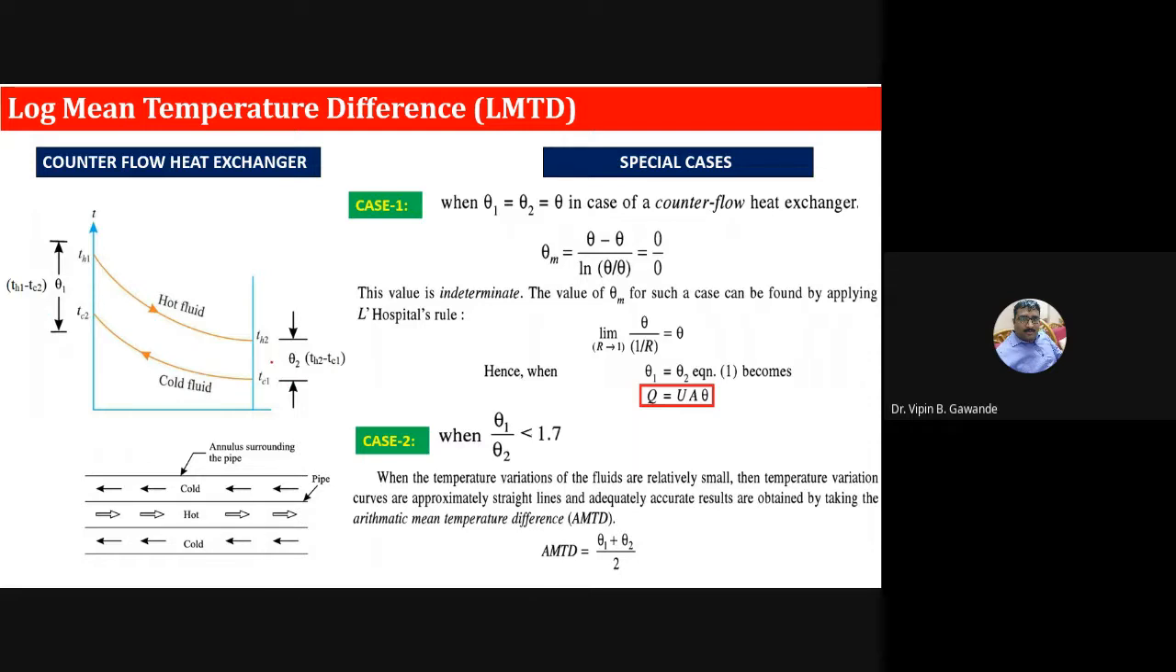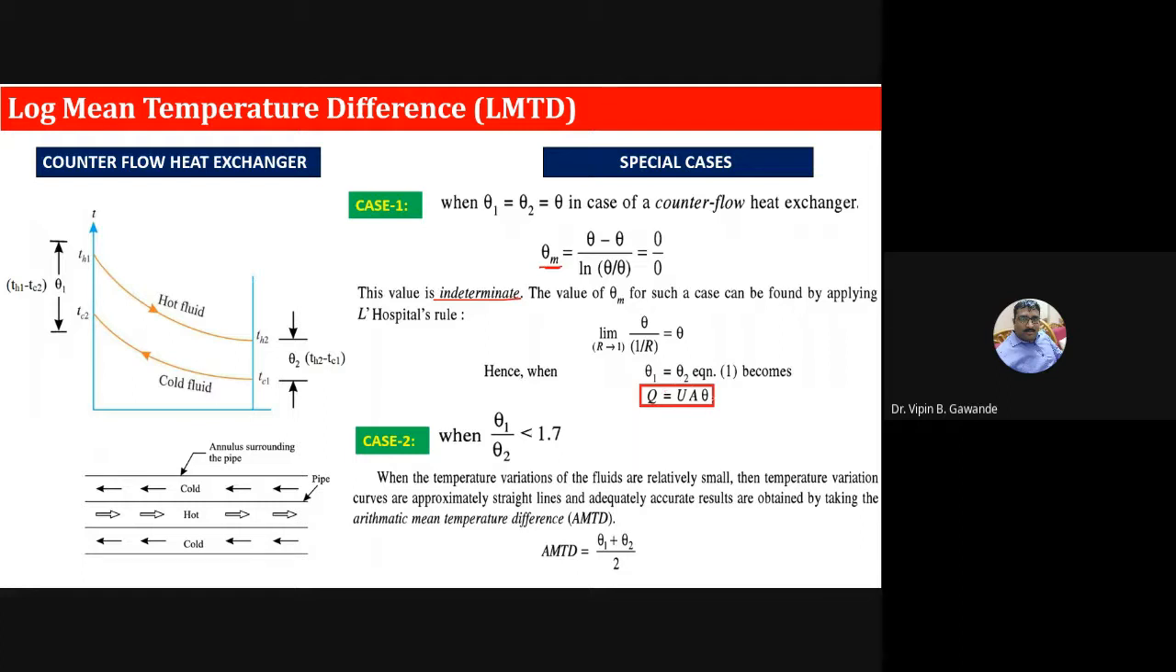If theta 1 comes out to be equal to theta 2, then in that case, what will be the answer? If theta 1 and theta 2 are both equal to theta, what will happen? The difference will be 0, so the value will be indeterminate. So how do we calculate the value for this LMTD?